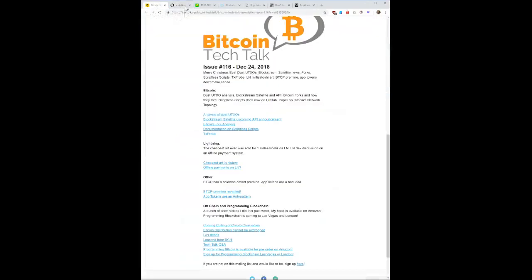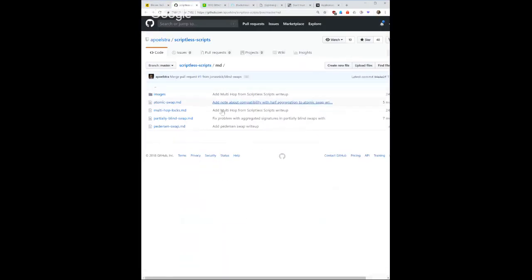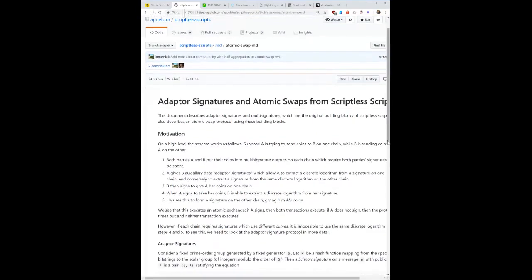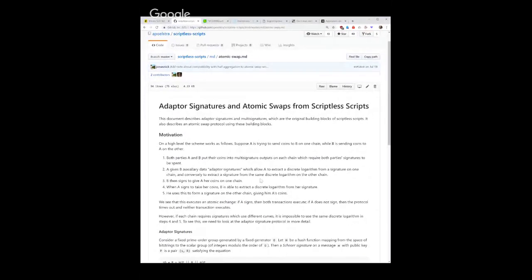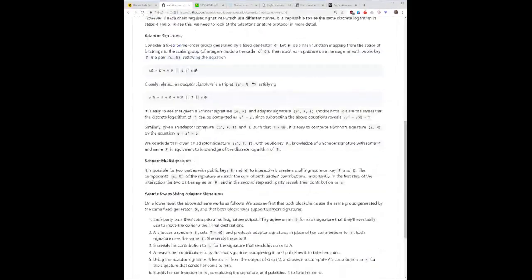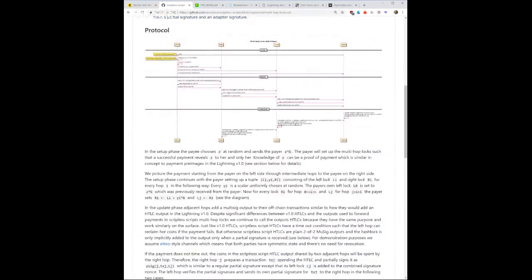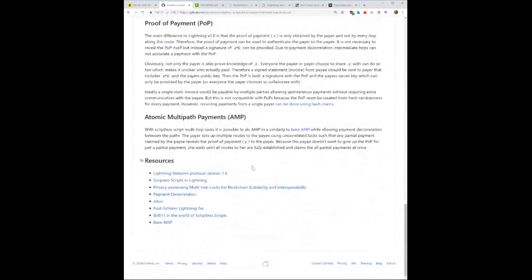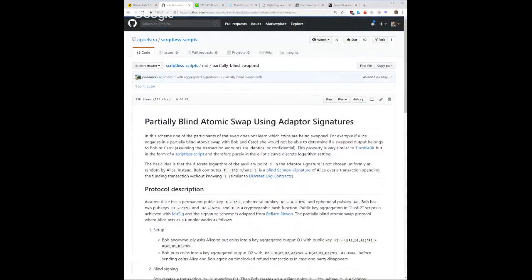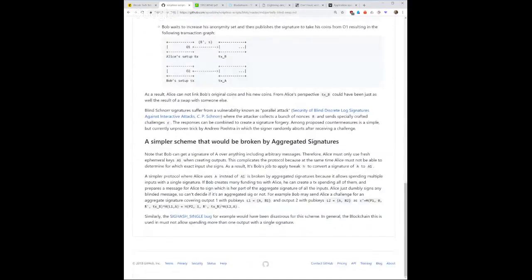Next one is about scriptless scripts. Andrew Poelstra finally put up a GitHub of all of the actual specifications and what scriptless scripts are. Let me enlarge this window just a little bit so you guys can see it. There's all sorts of details, and it does get a little bit heavy on math, but it goes through all of his ideas about what scriptless scripts are good for.